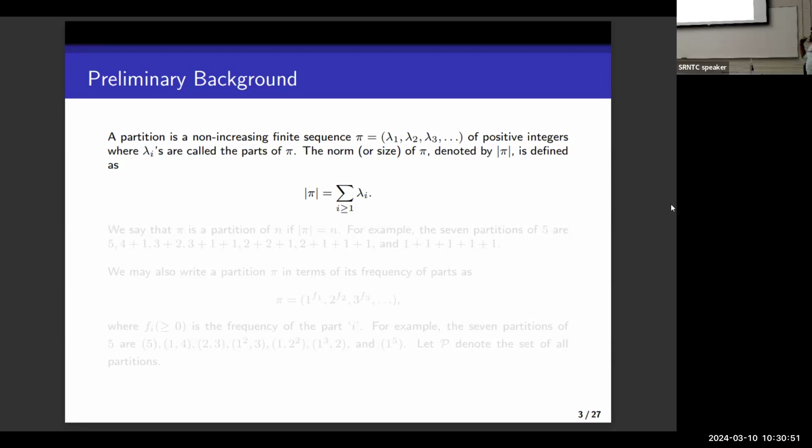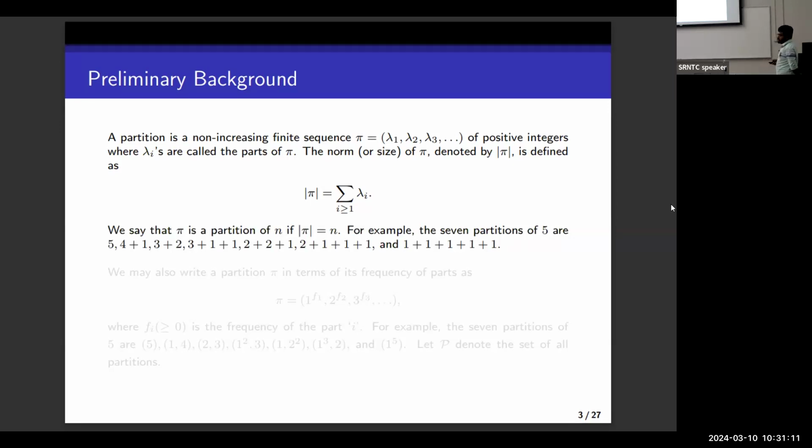So Swati just told about partitions, but let's see it again. A partition is a non-increasing finite sequence of non-negative integers of the form lambda1, lambda2, and so on, where the lambda i's are called the parts of pi. The norm of pi is the sum of the parts of pi. We say that pi is a partition of n if the norm is n. So here is an example. There are the 7 partitions of 5 listed here.